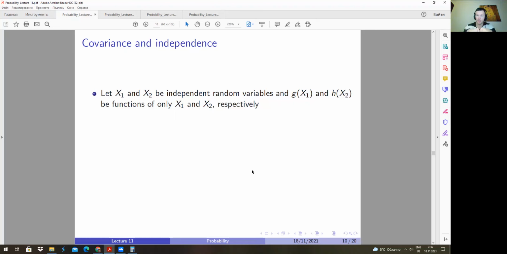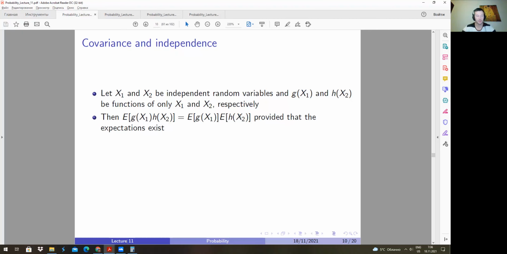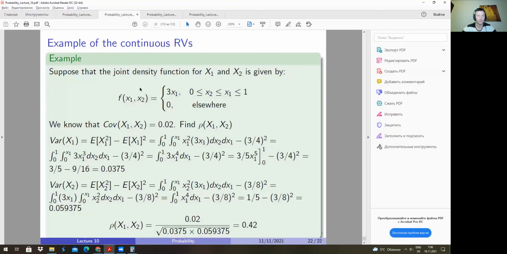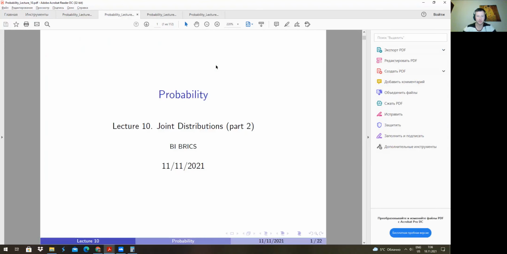And of course, if we have two independent random variables, and some functions of these independent random variables, then the expectation of the product of these two functions equals the product of the expectations of these two functions. I guess we had it here.